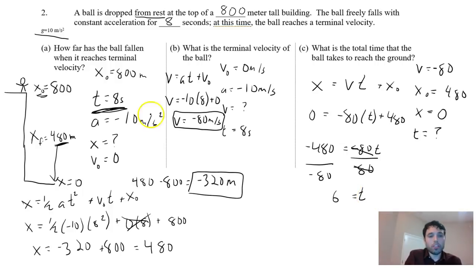Don't forget, you took 8 seconds on this side over here to fall to that point, and then 6 more seconds to reach the ground, right? So you got to add them up. So 6 plus 8, 14 seconds. That is your answer. All right, cool. Let's go to the next slide.